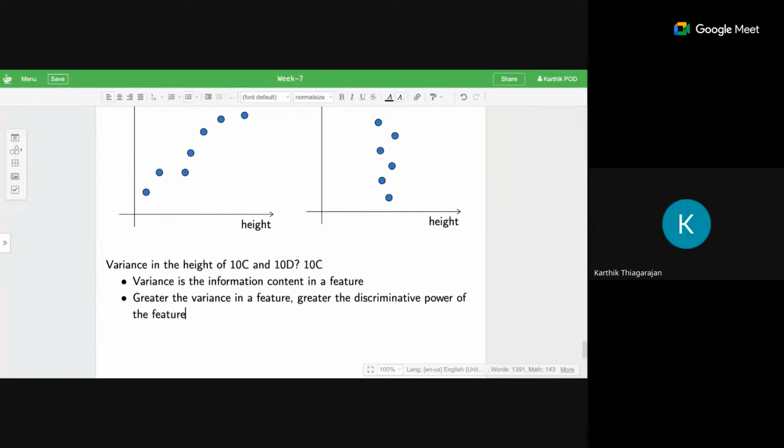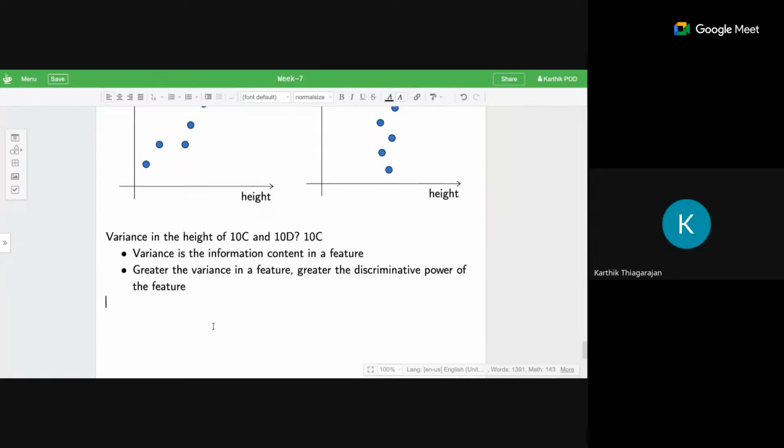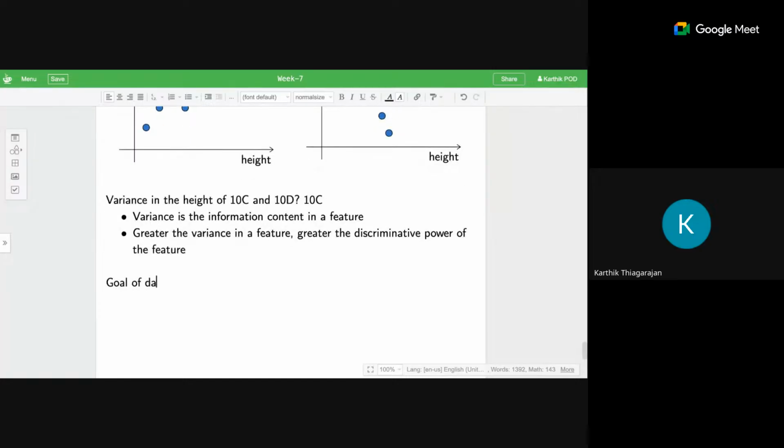Okay, so why does this make sense? So remember, why are we doing data science? So what is the goal? It's a very philosophical question. So the goal of data science. Can someone tell me what is the goal of data science? We are in this program. We have been in this program for so long. We are almost going to enter.